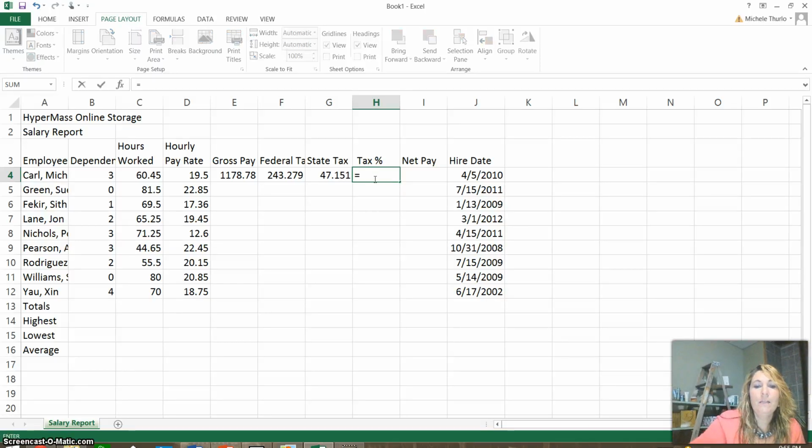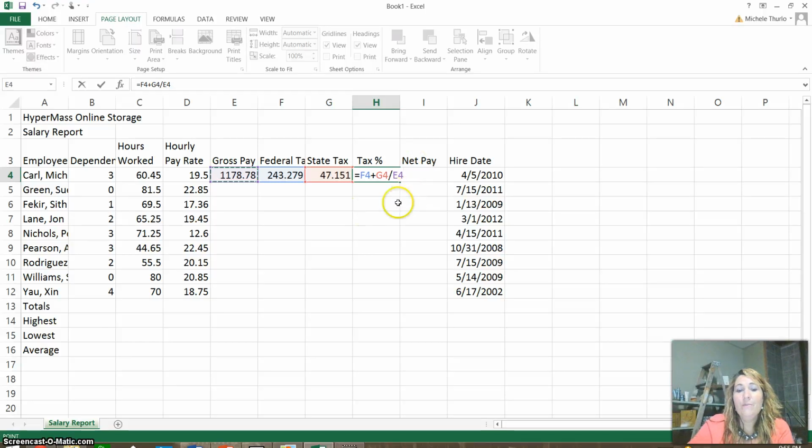Right, an equal sign. And I'm going to start by adding my federal and state taxes. So if I just click over here on federal plus state, so F4 plus G4, and I said I'm going to divide that by my gross pay. Here's my gross pay in cell E4. Now, looking at that formula, is there anything I need to do to fix it? Or does it look appropriate?